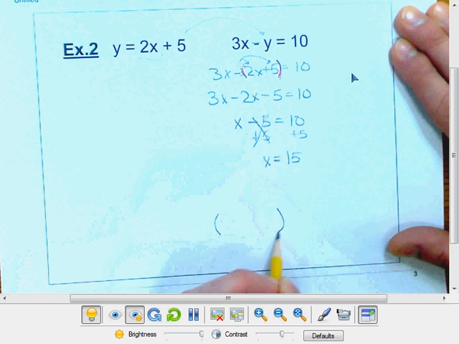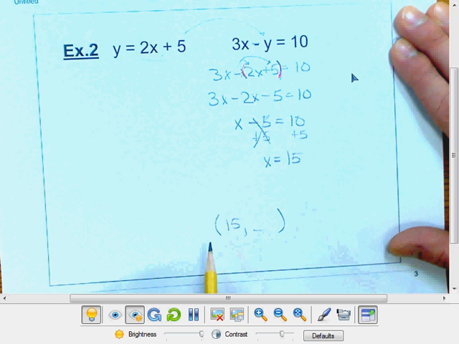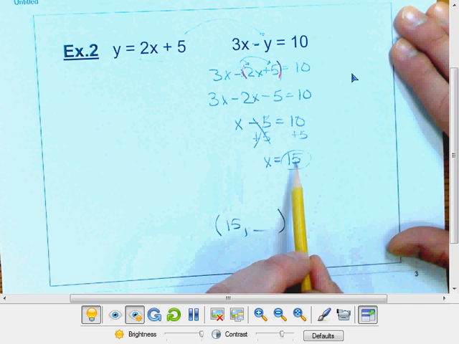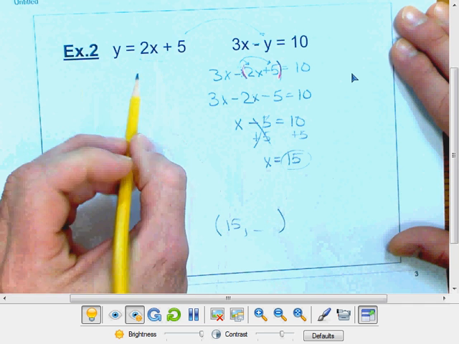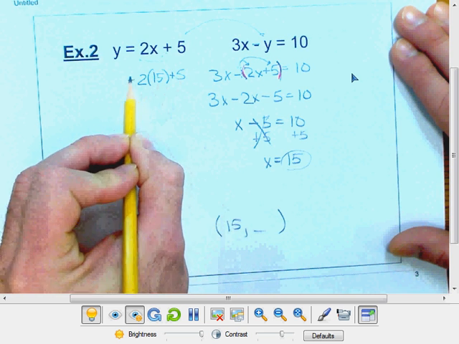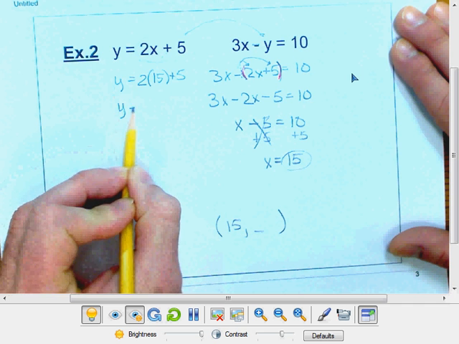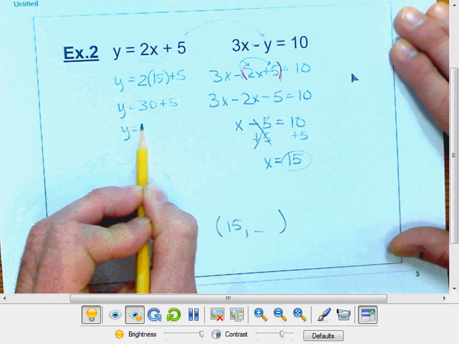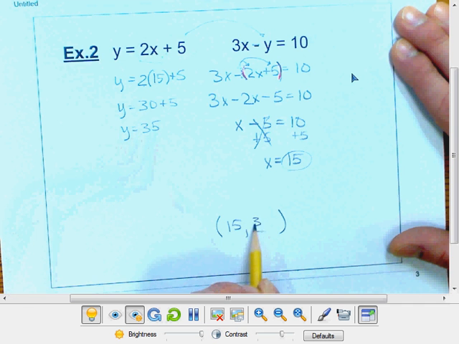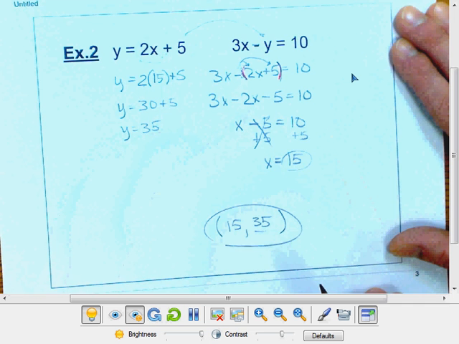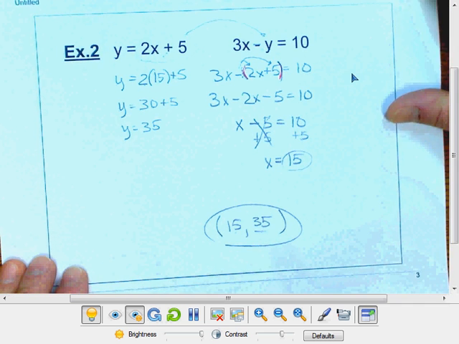Now we actually know this number is 15. We still have to find out what the y coordinate of the point would be where these two lines would be intersecting if we graphed them. And we're going to bring this 15 up here and put it in for x. So I will have 2 times 15 plus 5 will give me my answer for what y is. So y equals 2 times 15 is 30 plus 5, and I get that y equals 35. I can bring that 35 down, put it in here. There's my coordinate point that is now the solution to that system of linear equations.